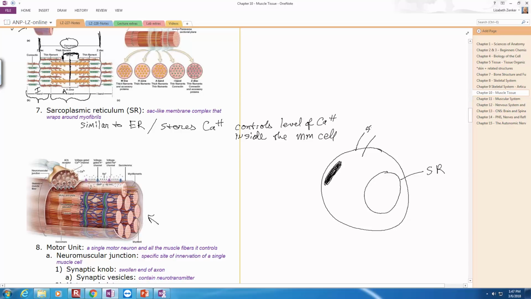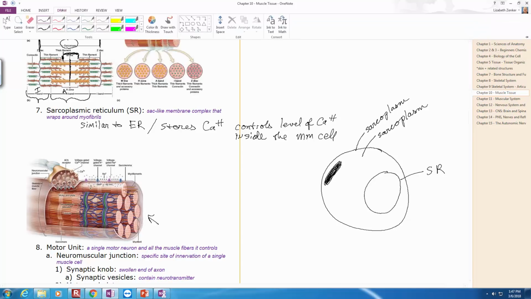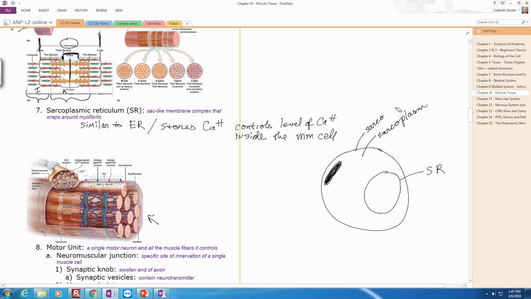Oh, I did the wrong one. Sarcolemma is what I meant to say, correct? Sarcolemma. Inside is the sarcoplasm. And then I've drawn a sarcoplasmic reticulum, which remember is this mesh-like, veiny-looking thing, but in here I'm just going to draw it.